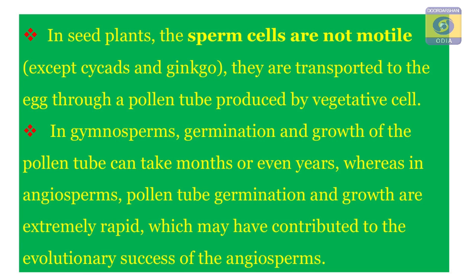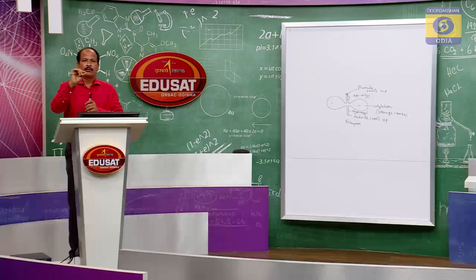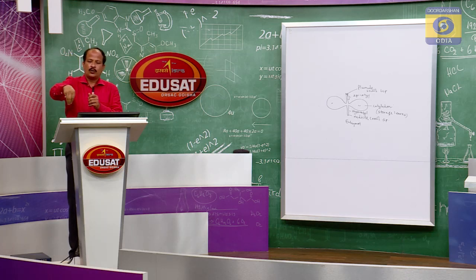This hypocotyl grows faster than the epicotyl, as a result of which, whenever you have put this in the soil, as the hypocotyl elongates faster than the epicotyl, the cotyledons are pushed above the soil and they become photosynthetic and they support the seedling for growth.